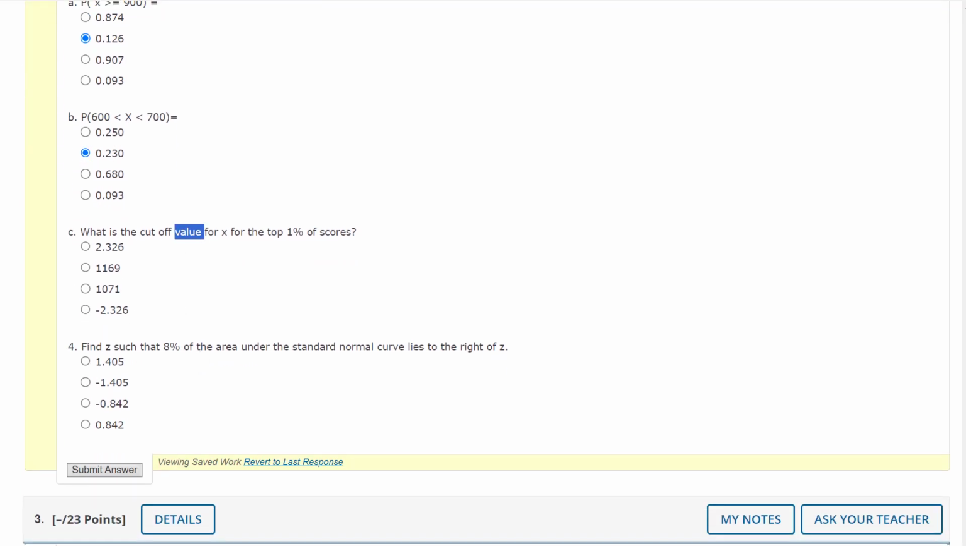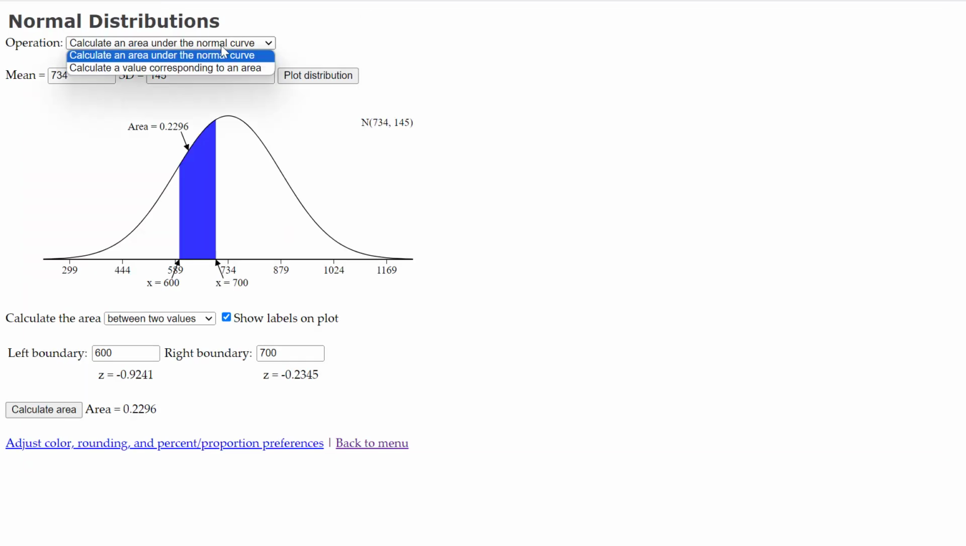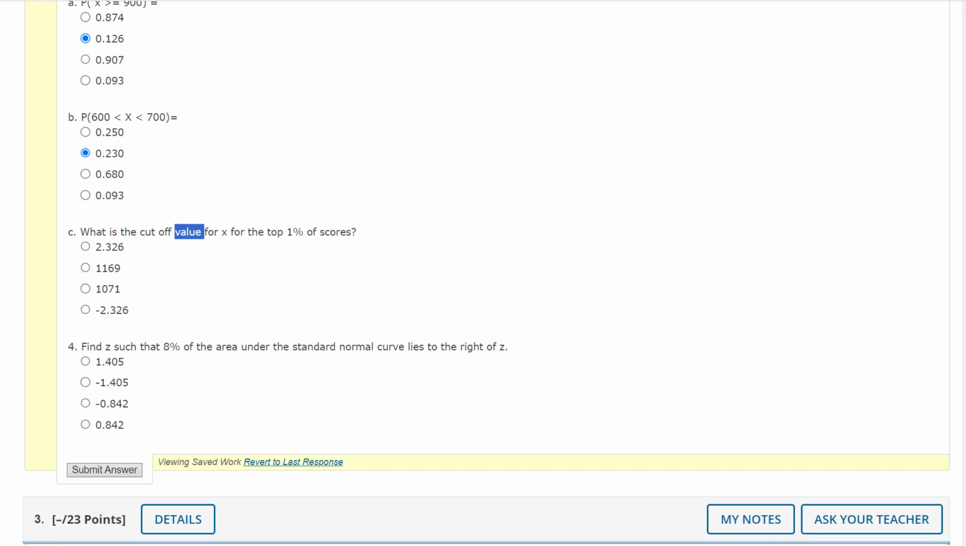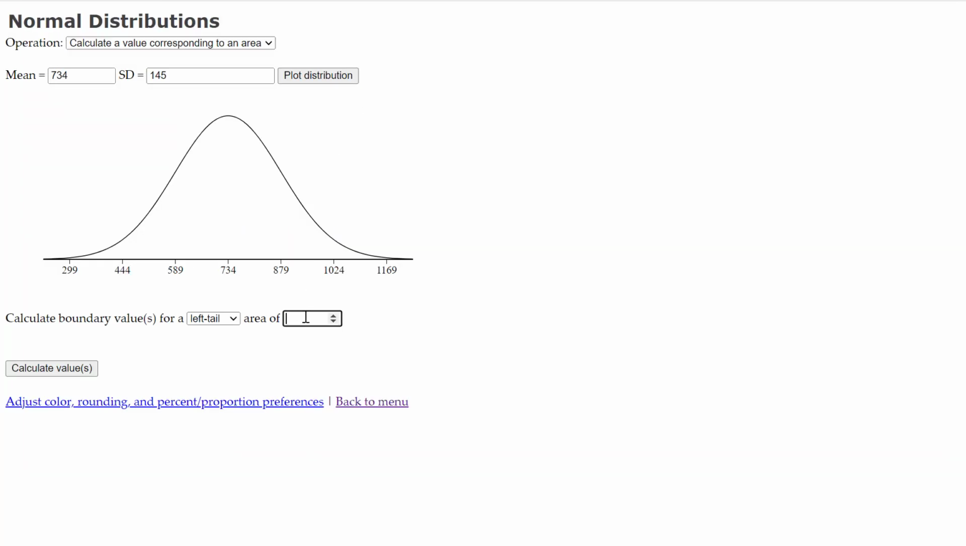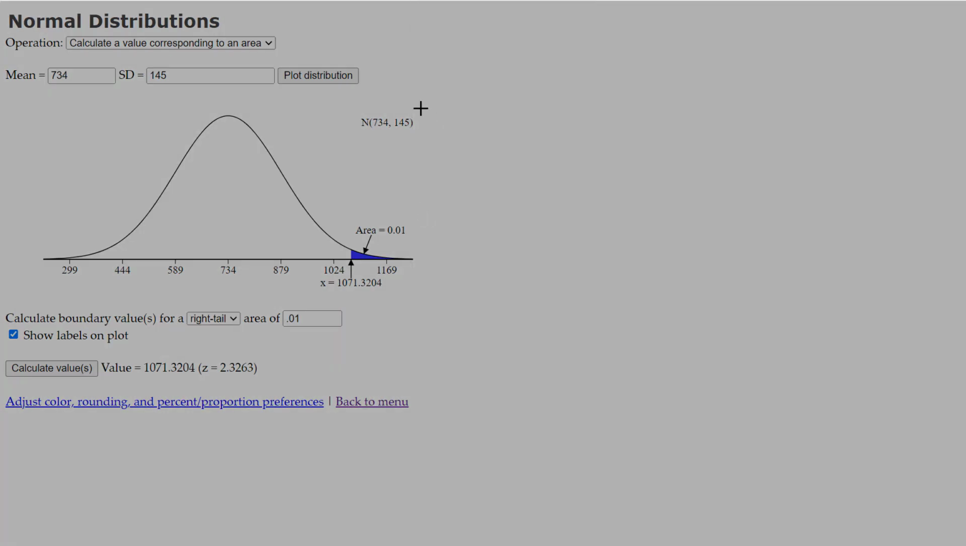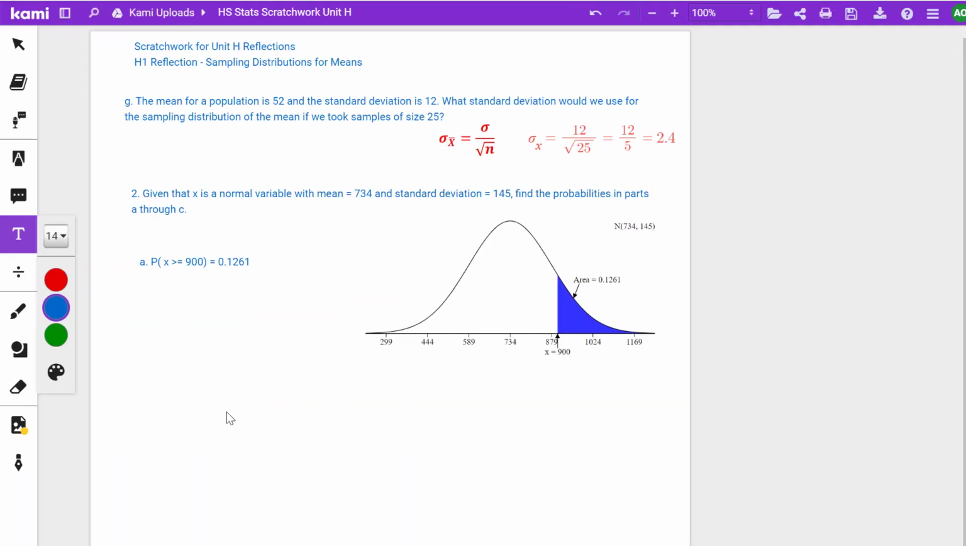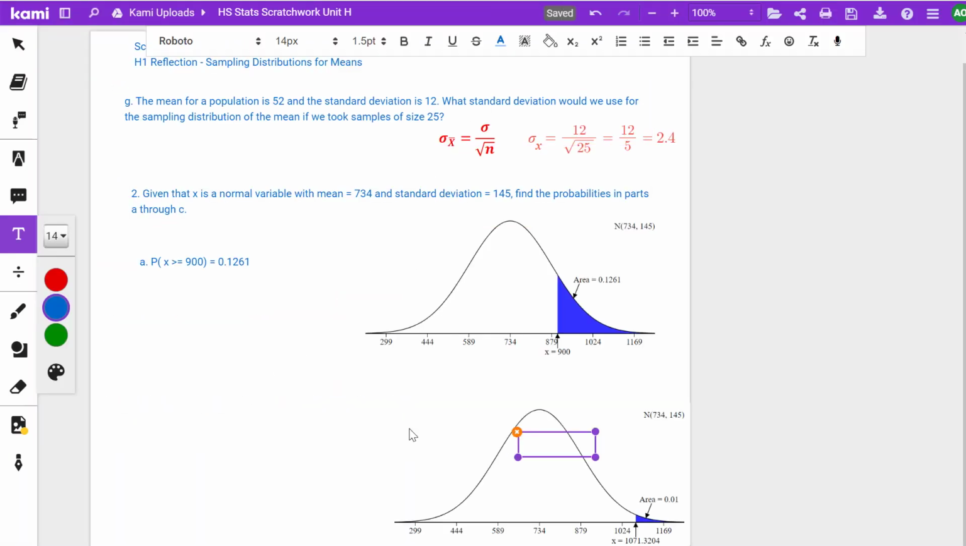Top 1% of score. So the value, that's your hint. We have to switch this to that. And we wanted the top 1%. So my area, you might be tempted to say 0.1. It's 0.01, and it's the top, so we want it on the right. I'll go ahead and copy this one down because it's a little trickier. And you can see the values, 1071.3204. I'll put that there. So this is for part C.